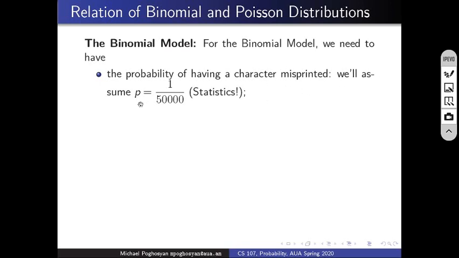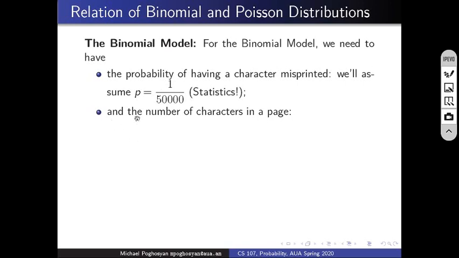Say we'll assume that p is equal to 1 over 50,000. And this can be done by using statistics, of course. But we are not in the statistics course, we are in a probability course. We are assuming that this is given. So p is 1 over 50,000. Among 50,000 characters, there is just one misprinted one.